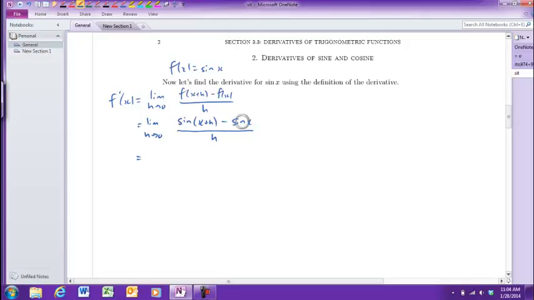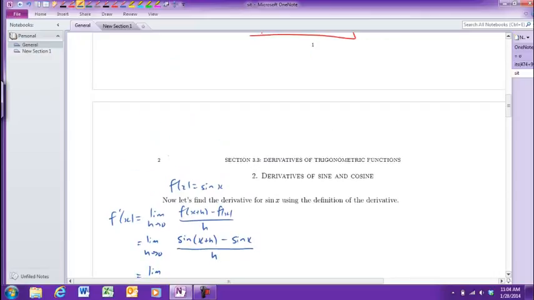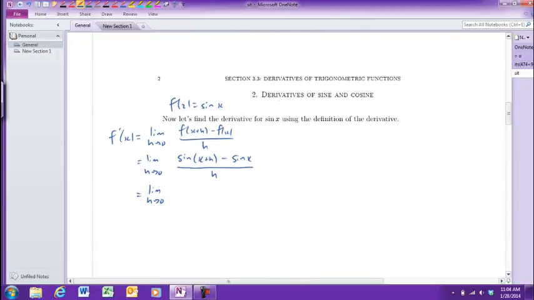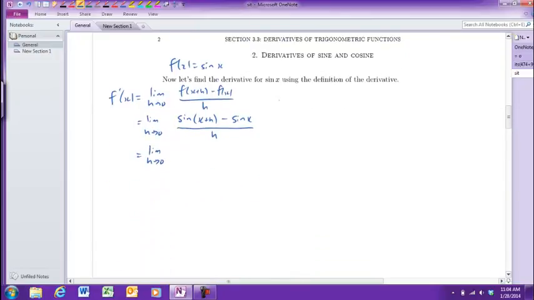There's really not a lot I can do with this unless I remember that double angle formula that I gave you up here. So this is why I gave you that formula, because we're actually going to use it here. So according to the double angle formula, sine of x plus h is equal to sine of x cosine of h plus cosine of x times the sine of h, of course, minus sine of x off to the side. That's all divided by h.